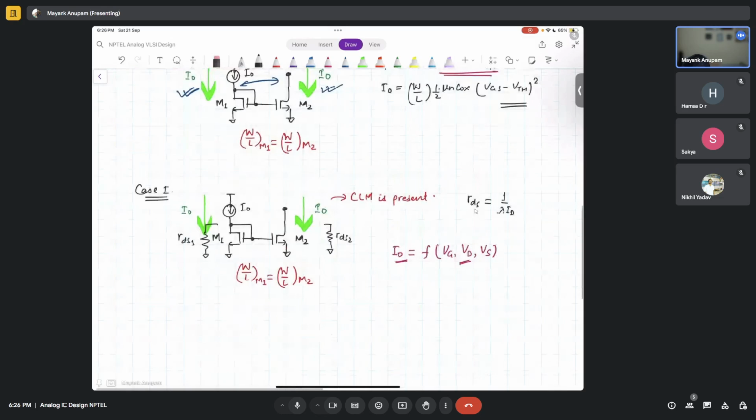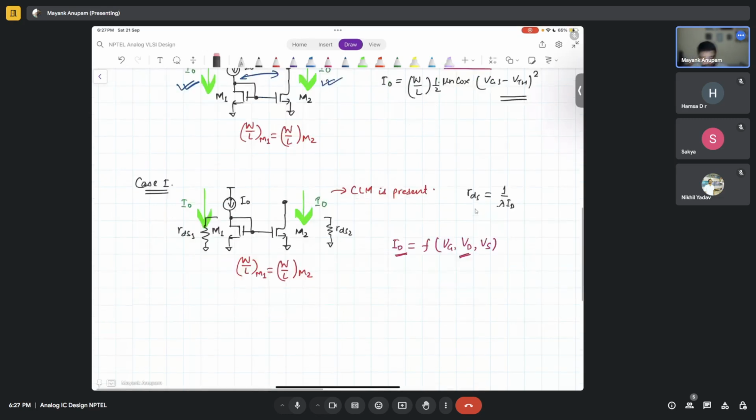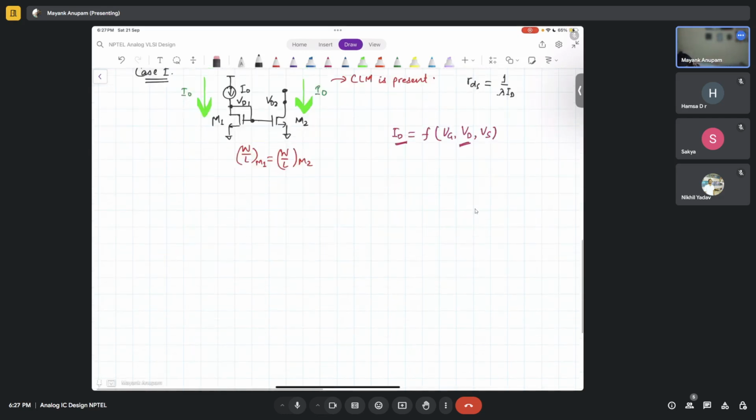So only when the CLM is present, only then there is a possibility that the currents in the two branches can differ here, right? Because the drain voltage itself here is not same for both the MOSFETs, right? So still you can ensure that the current is same for both the branches when the drain voltage itself is the same for both the branches, isn't it? So if the drain voltage ends up becoming same, then also you can say that the current will be same, isn't it? If the voltage here is VD1 and VD2, then ID1, right?